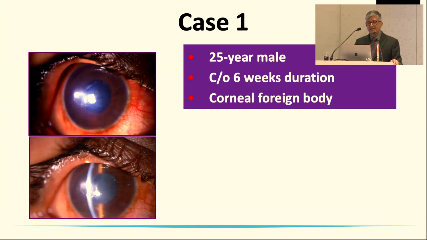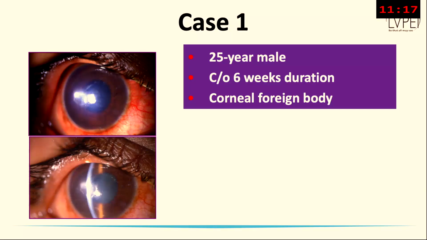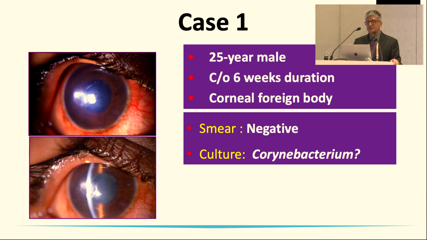And I'll begin with this case, my first case of atypical mycobacteria that I saw when I was doing fellowship. So I keep showing this because this was a true teacher for me. It was a 25-year-old male who came to us with a history of pain, redness, watering of 6 weeks duration following a corneal foreign body removal. The patient was initially treated with antibiotic by the local physician, showed some response but then deteriorated, and finally after changing antibiotic 2-3 times, this patient was referred to us.